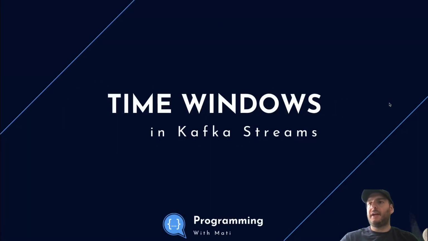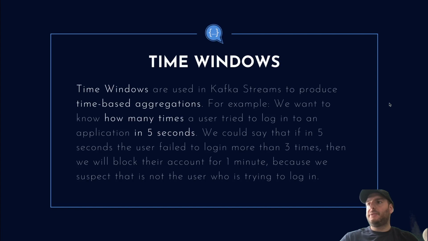Time windows in Kafka Streams. We use time windows in Kafka to produce time-based aggregations. For example, we want to know how many times a user tried to log into an application in 5 seconds. We could say that if in 5 seconds the user has failed to log in more than 3 times, then we want to block their account for 1 minute because we suspect that it's not the user who's trying to log in, but someone else who's trying to get into their account.